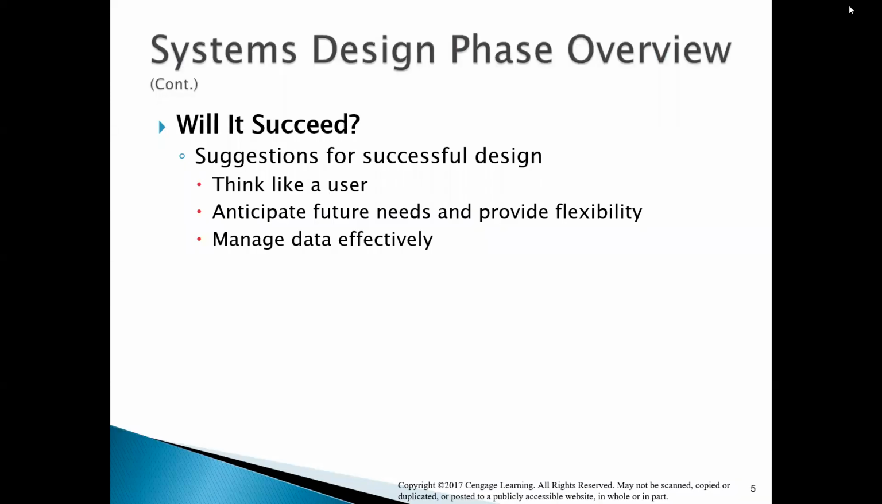System design phase overview continued. Will it succeed? Suggestions for successful design. First of all, we need to think like a user. Carefully examine any point where users provide input or receive output. For a system to be successful, we need to anticipate future needs and provide flexibility. In other words, the system needs to be scalable. It needs to anticipate possible expansion and offer several alternatives.